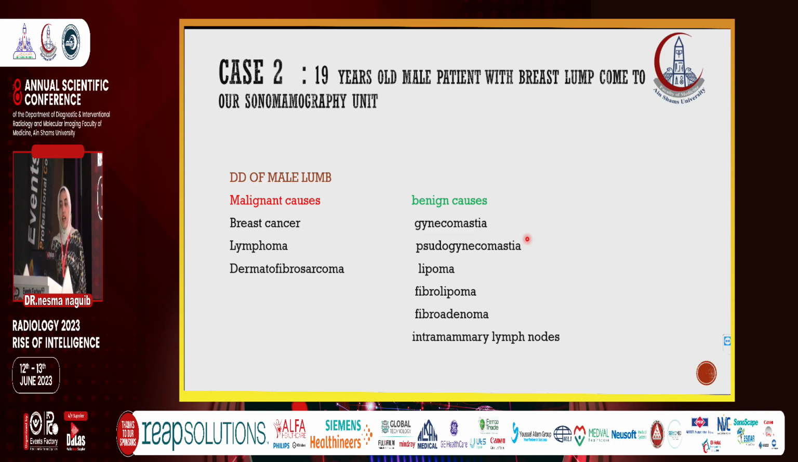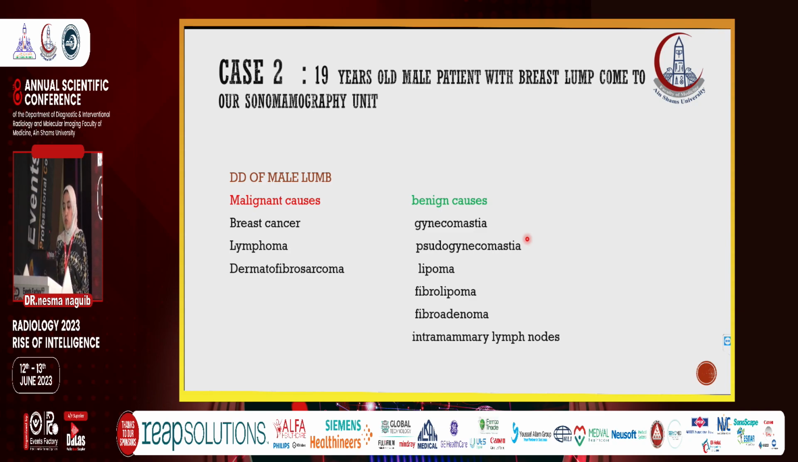The second case is a 19-year-old male patient who came to the sonomammography unit with a breast lump. In a male breast lump, we are thinking about the benign causes, which are more common: gynecomastia and pseudogynecomastia, lipoma, fibrolipoma, fibroadenoma, and intramammary lymph node. And we can think about malignant causes too, like breast cancer.